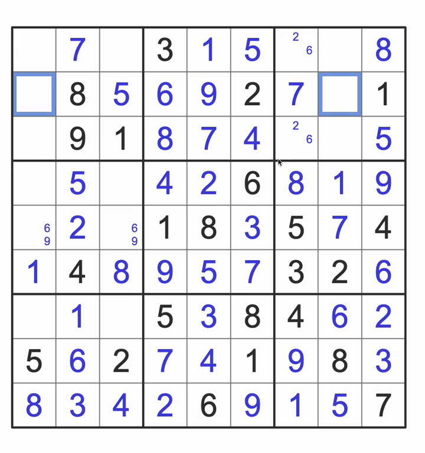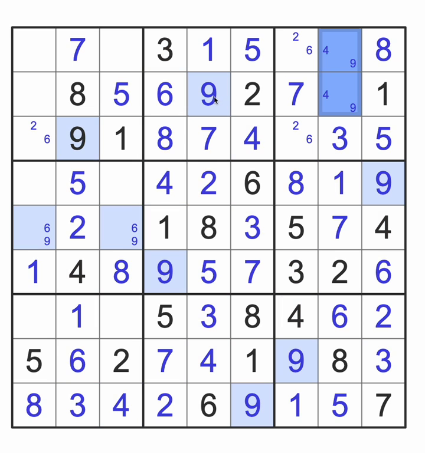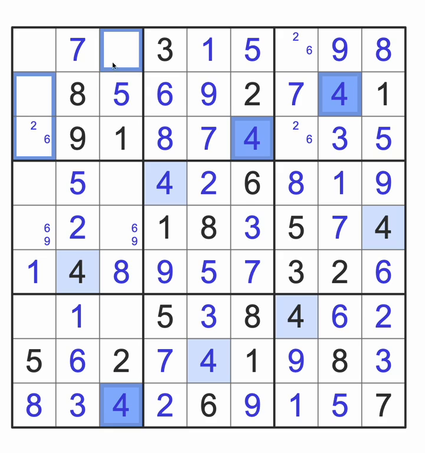2, 3, 6. Okay. This row is missing 2, 3, 6. Here's 2 and 6, which makes this cell 3. And these are 4 and 9. 9 here makes this cell 4, gives me 9 here. The 4s block these, gives me 4 here.